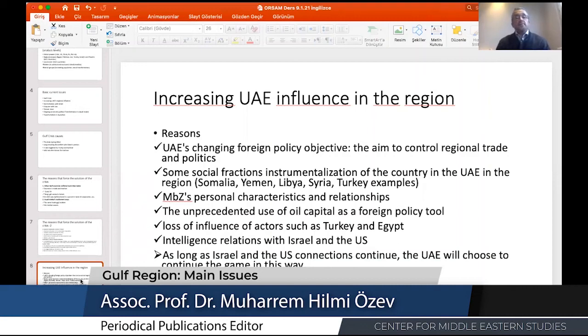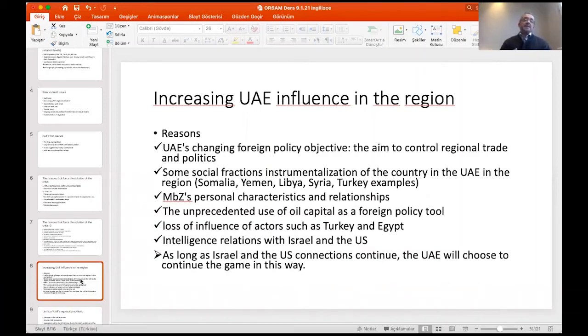Muhammad bin Zayed's personal characteristics and relationships was also very important in the breakthrough going on the UAE influence in the region, and the unprecedented use of oil capital as a foreign policy tool in all of the regional countries, and the loss of influence of regional actors such as Turkey and Egypt, especially Egypt, after Egypt lost its power after 2010, the United Arab Emirates found a huge area to maneuver its policies.